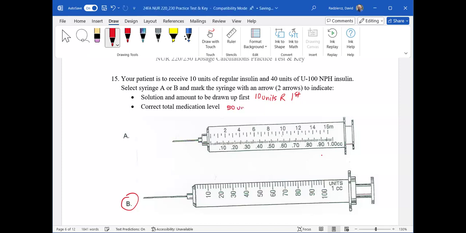So 50 units total. Now, where this gets a little bit hairy and weird is you're drawing up the 10 units first, and then you're drawing up the 40 units in a syringe. It's all going to mix together. So what they're asking you to do is mark this as if it were hypothetical and the liquids were still separated, and they don't do that. But you always know that your total is here, right? It's at that 50 mark. So that's your total.